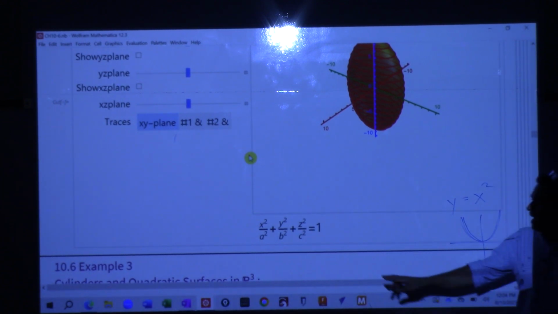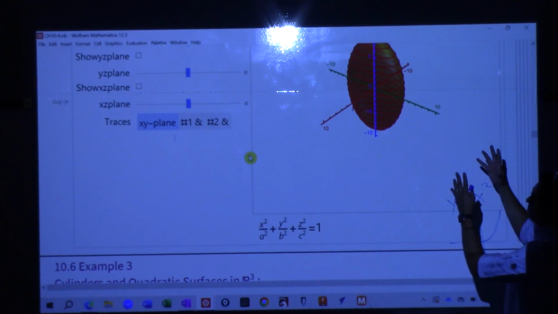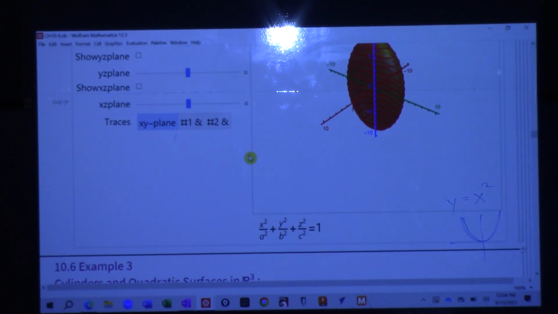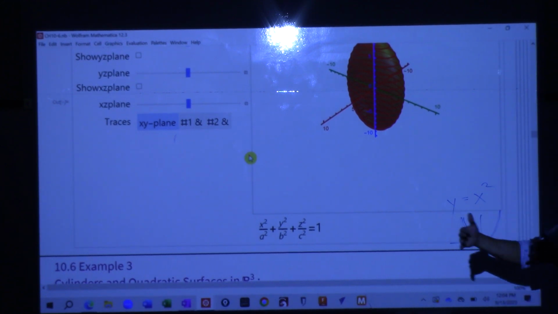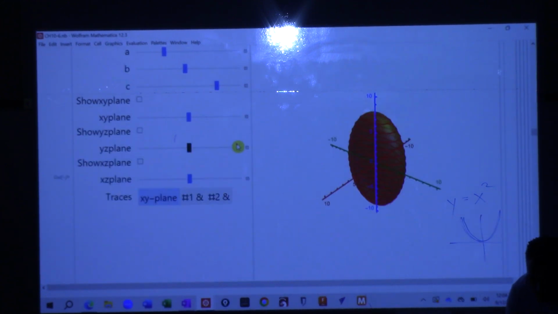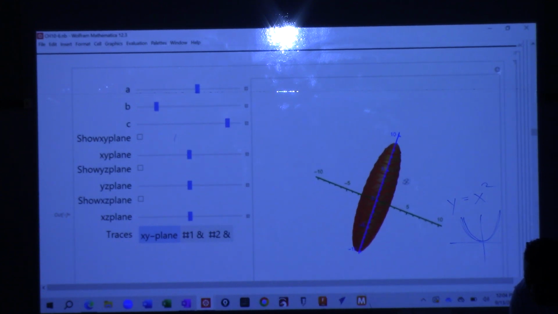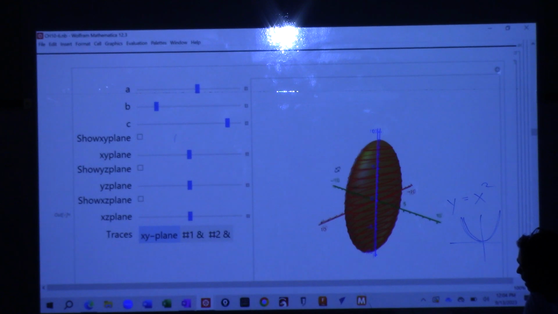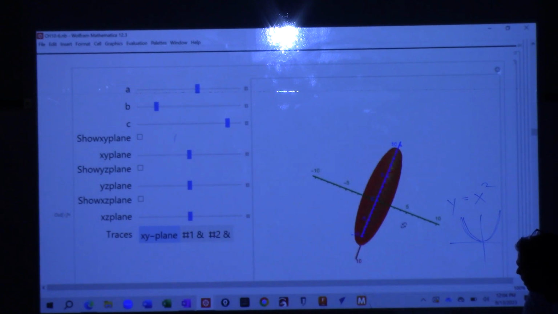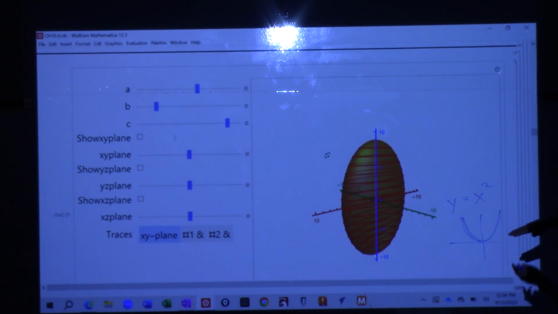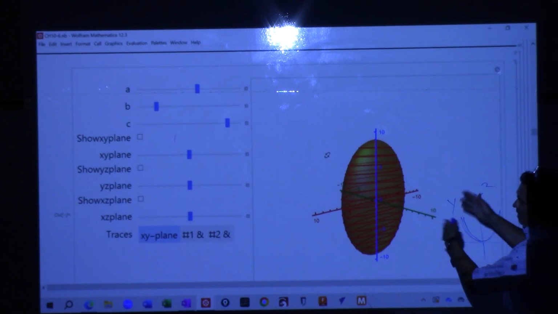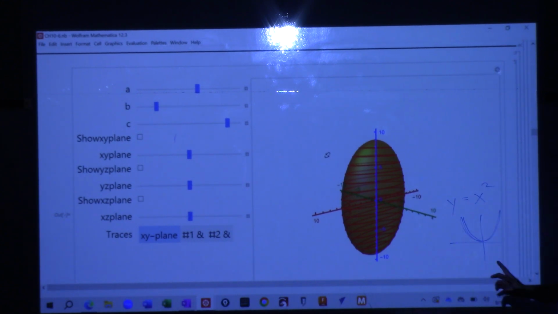If I change the a, the b, and the c, what do you think that's going to do to the ellipsoid? Squat it, stretch it, right, in different directions. So I can change my a, that'll do something. I can change my b, that'll do something. Change my c. It's like this weird egg. It's not a perfect egg, right? But we can stretch it in the z or the x or the y, just by controlling the a and the b and the c.